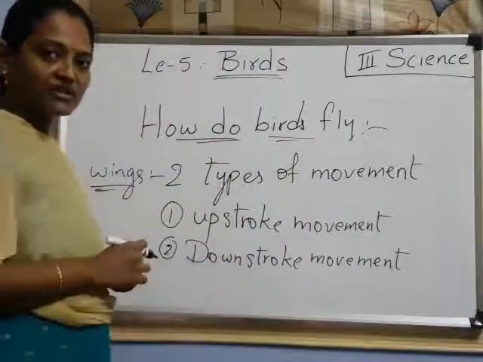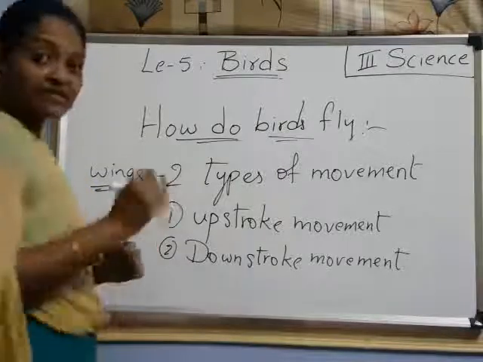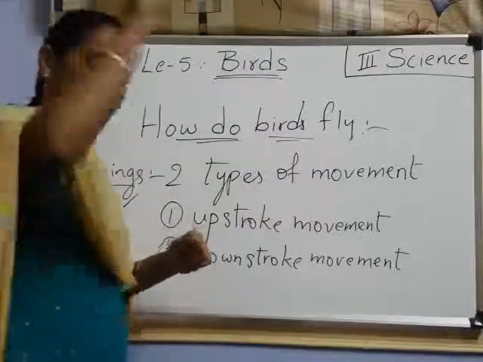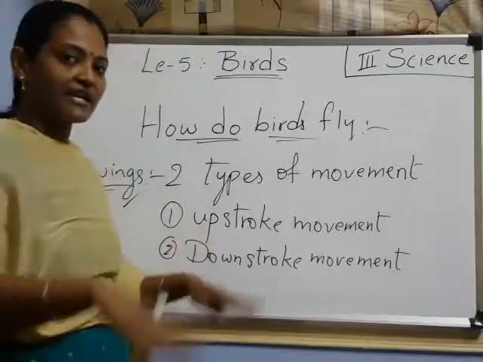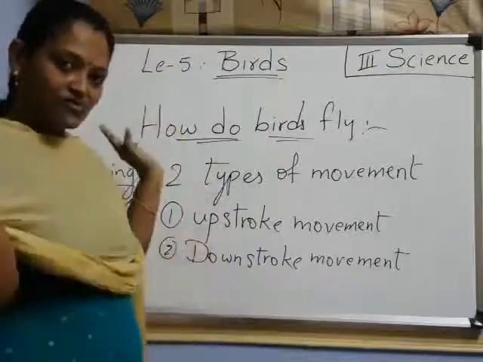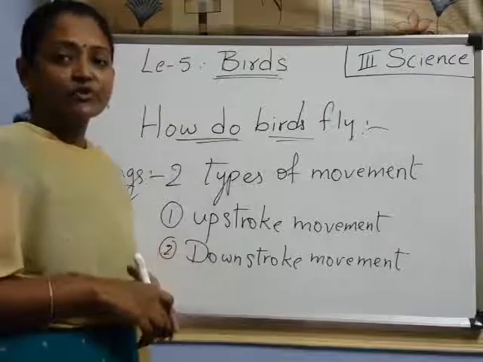Have you understood up to here? How the birds are able to move with the help of wings. Wings are showing two types of movements. One is upstroke movement, another one is downstroke movement. Understood? Like this, isn't it? The birds are flying like this, stroke. Got it? So that the birds can fly.